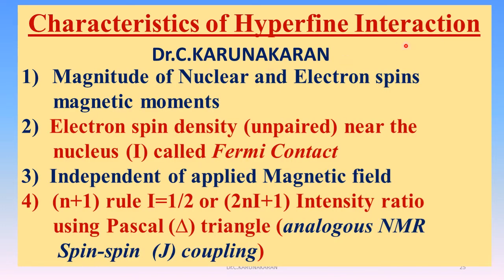What are the important characteristics of hyperfine coupling? It is similar to spin-spin coupling. It depends on the magnitude of the nuclear and electron spin magnetic moments, and on the electron spin density near the nucleus, because the electron spin couples with the nucleus, called the Fermi contact term. Similar to the J value, the A value is independent of the applied magnetic field, and it obeys the n plus 1 rule. If I equals 1, then 2nI plus 1, similar to spin-spin coupling. The intensity ratio is given by Pascal's triangle.